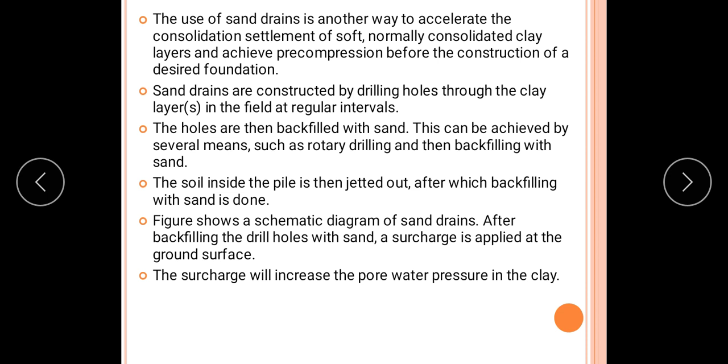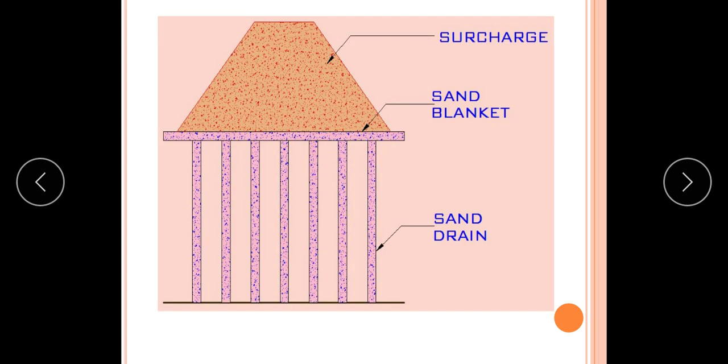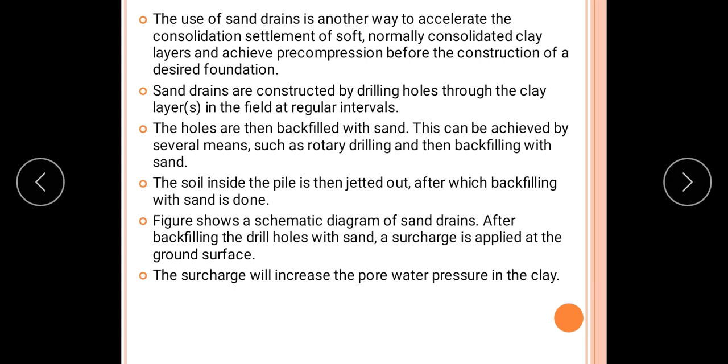Sand drains are constructed by drilling holes through the clay layers in the field at regular intervals. The holes are then backfilled with sand. So by drilling the hole, we can remove the soil, then we can backfill with the sand. This can be achieved by several means such as rotary drilling and then backfilling with sand. The soil inside the pile is then jetted out, after which backfilling with sand is done. In the figure we can see the diagram of sand drains after backfilling the drill holes with sand.